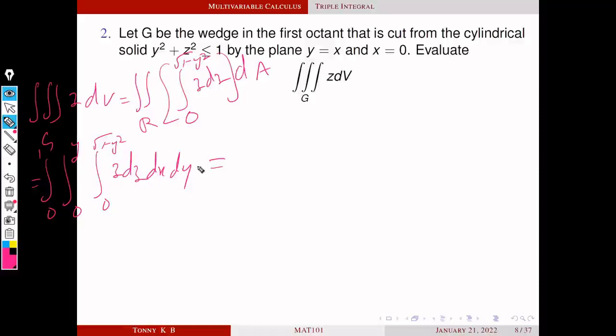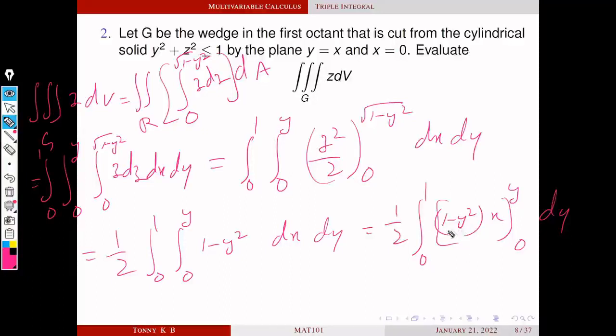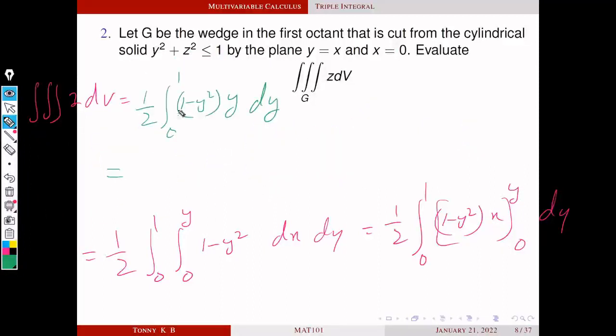First you integrate with respect to z. So this becomes z square by 2, 0 to square root of 1 minus y square. Okay, 1 by 2 is common, you can take outside, it's a constant. So this becomes 1 minus y square dx dy. Next you have to integrate with respect to x. So it is clear that with respect to x, this 1 minus y square is a constant. So what is the integral value? 1 minus y square into x. So this becomes integral 0 to 1, 1 minus y square into x, 0 to y, dy. Okay, next you substitute upper limit and lower limit for x. So 1 by 2, 0 to 1, 1 minus y square into y dy.